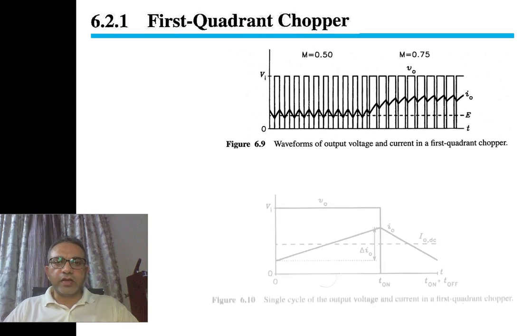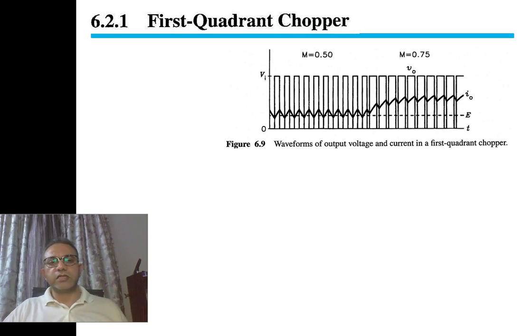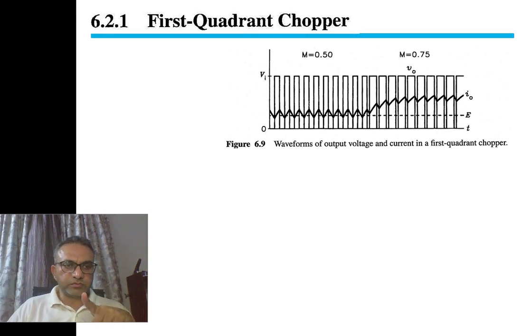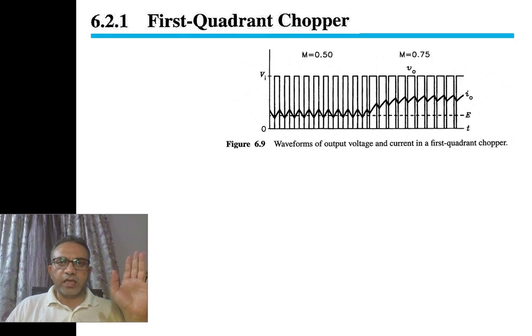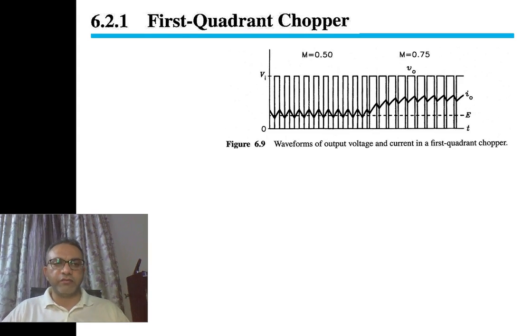And figure 6.9 shows us two modulations, M equal to 0.5 and M equal to 0.75. The input voltage, the output voltage, and the output current are shown in figure 6.9 for these two modulation indexes. Let us look over here: this is our peak voltage equal to the input voltage, and for the time when M is equal to 0.5, we have 50% on time and 50% off time.